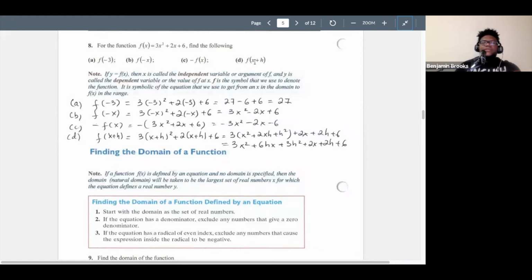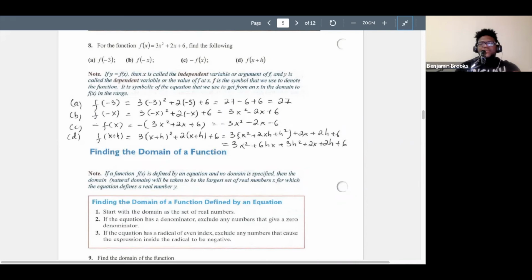And so you have x plus h, where once again, everywhere there was an x, we are now replacing it with x plus h. We replace this with x plus h. X plus h squared would be x squared plus 2xh plus h squared. Just foiling it out, you can go back and check.